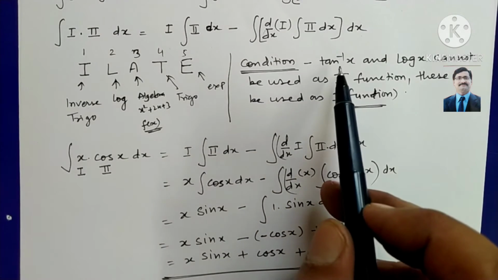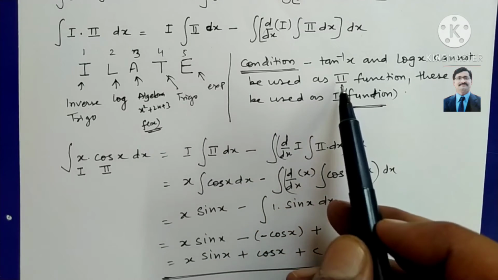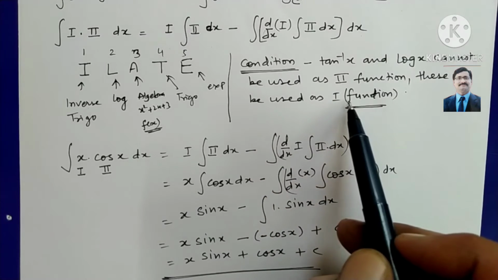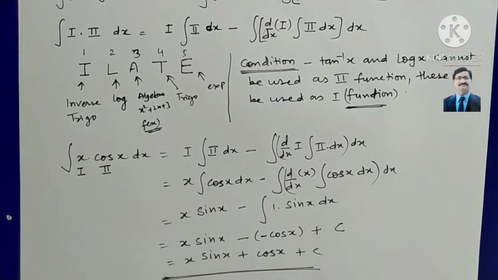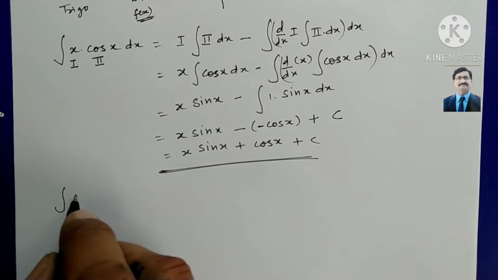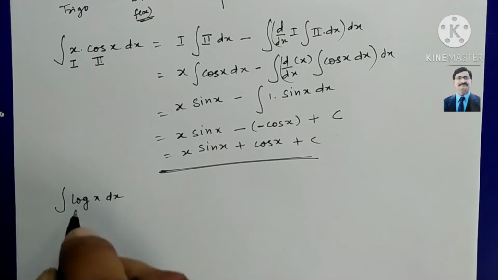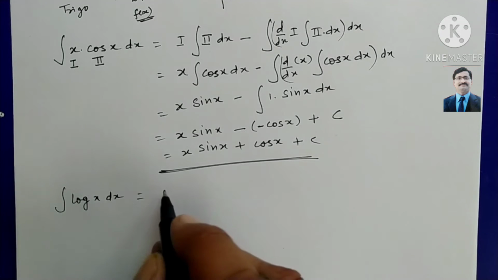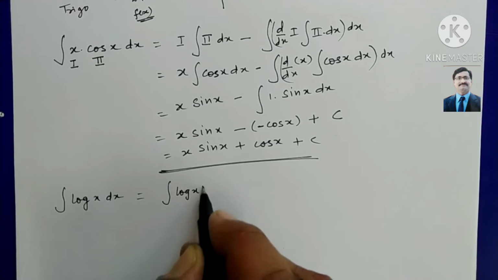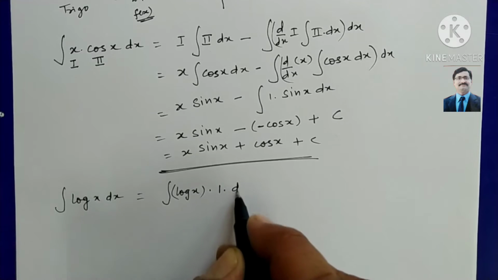Here the condition is that tan inverse x and log x cannot be used as the second function. We cannot use them as second function. These will be used as first function. So look here, if this type is given, the integral of log x dx, then what will we do here? The integral of log x we do not know, so we write log x as first and 1 dx we write.